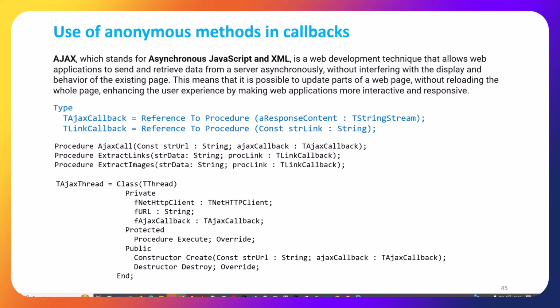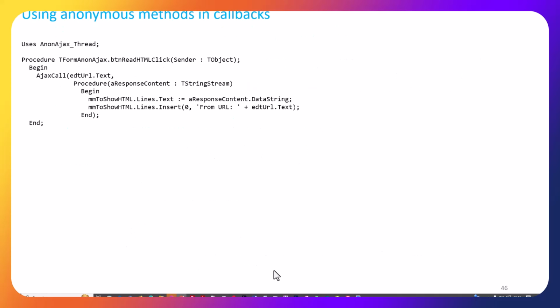So we need to create it first here. Okay, so what we're going to do, we're going to make the AJAX call, and we're going to specify the URL, and we're going to supply a callback. So when we get the response, we're going to access that response and assign it to a memo box.